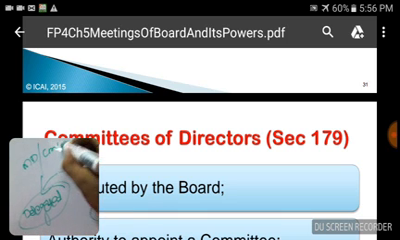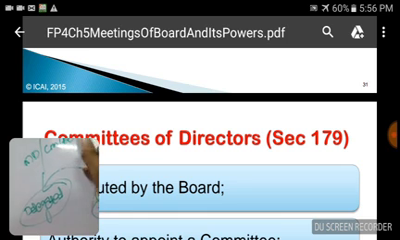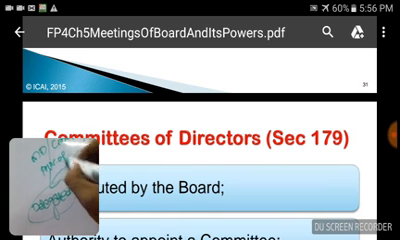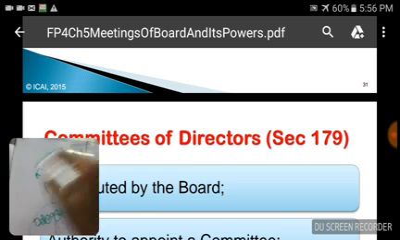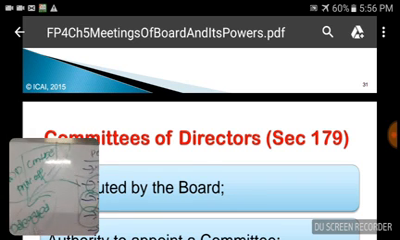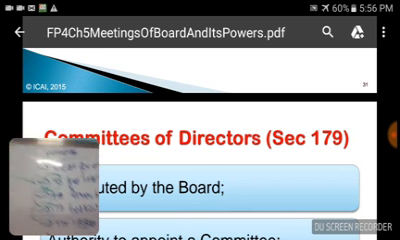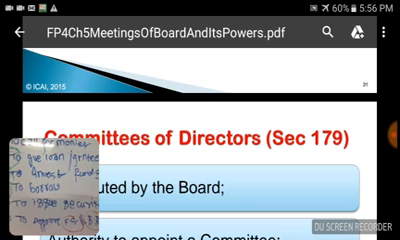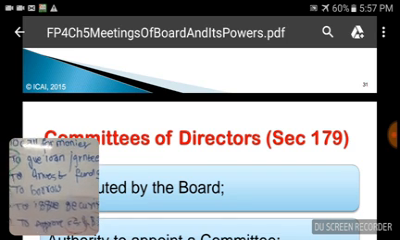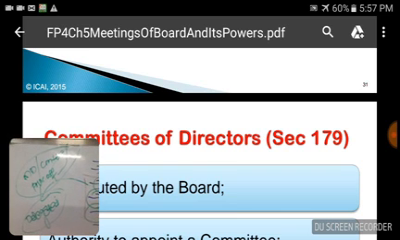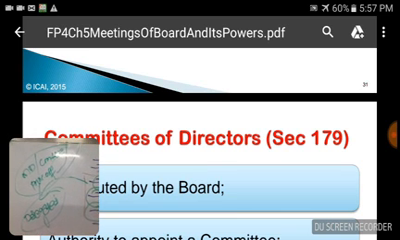All are equal. These are the powers as we already discussed: to make calls, to issue debentures, to borrow money, to invest funds, to make loans. Have you noticed this? These three points, to borrow money, to invest the funds, to make loans, these powers can be delegated to the MD or principal officer or committee of directors.